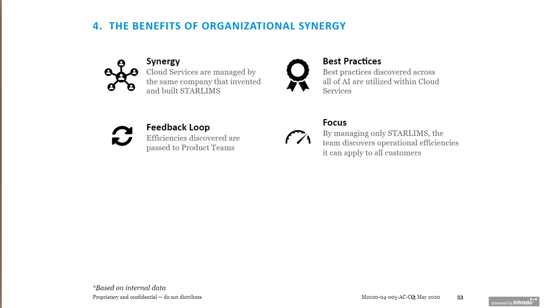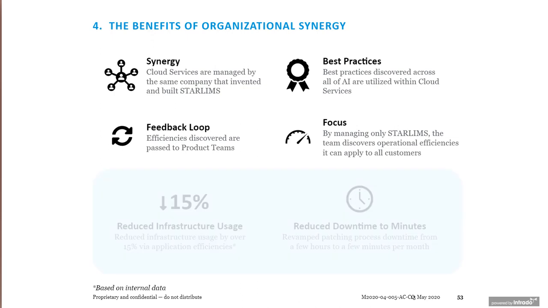So any efficiencies that the cloud operations team is able to identify are being passed back to the product teams, so that could eventually be put into the product and made available to all of our customers. And then the other key benefit is by focusing on just managing STARLIMS, the team is able to discover operational efficiencies that can apply to all customers.